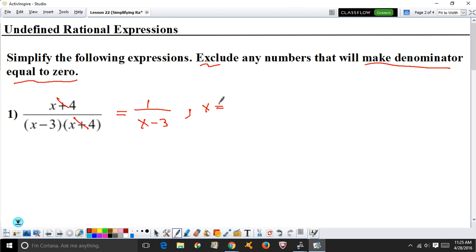And you also have to point out that x cannot have a value of 3, because if x is a value of 3, you will have a denominator 0, so you will have 1 over 0, and this is undefined. And we don't ever want that. We don't want undefined numbers. So this is our final answer, the expression. And also, you have to point out what number needs to be excluded.